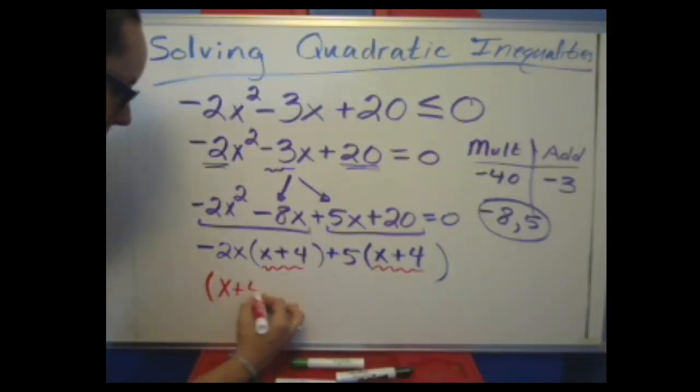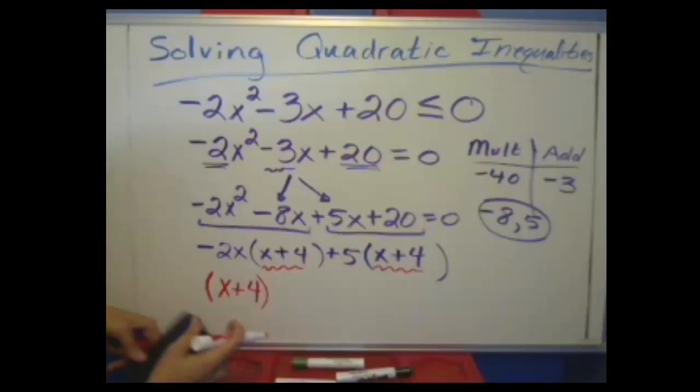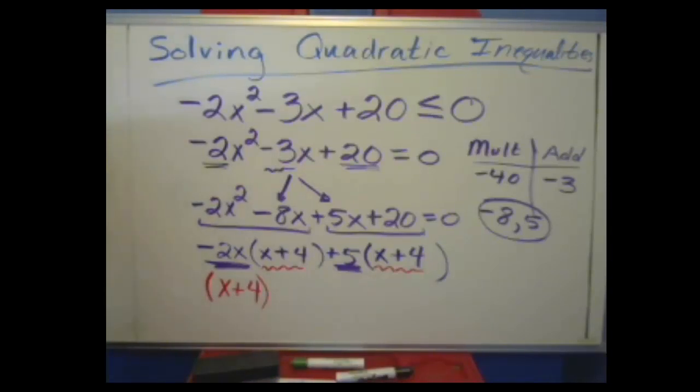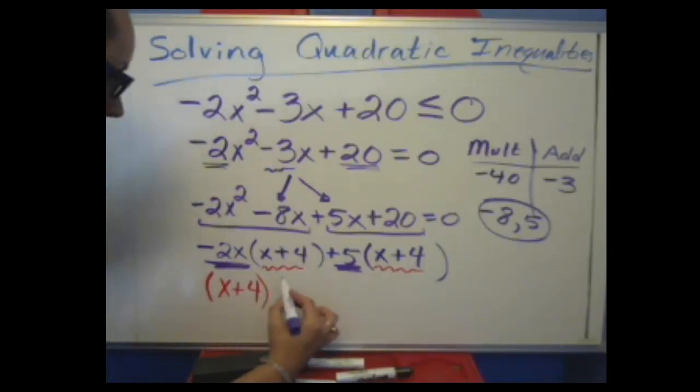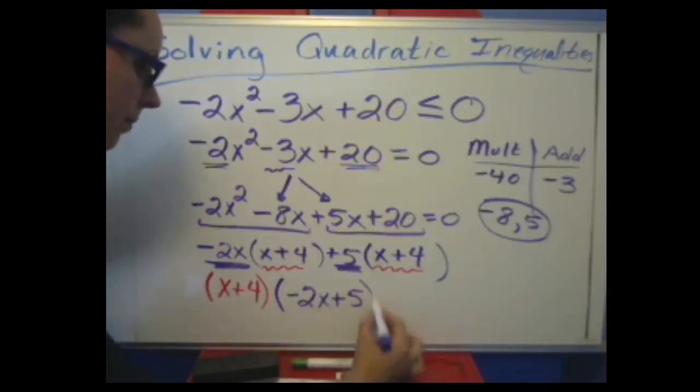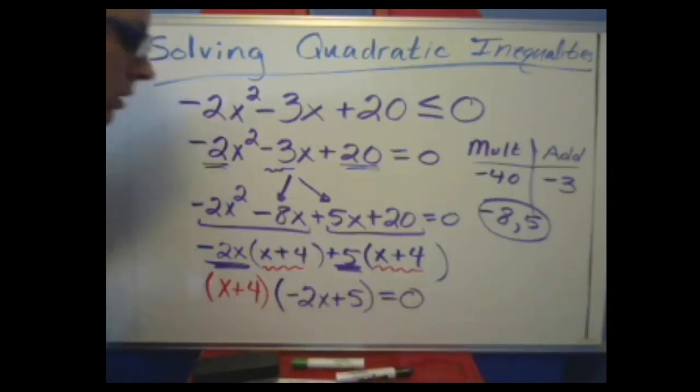we can write that repeating piece one time, the x plus 4, and then we can go back and take the negative 2x plus 5 from the front of this. So I will put the negative 2x plus 5 together in parentheses. And all of this is equal to 0 still.